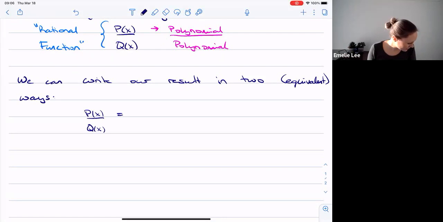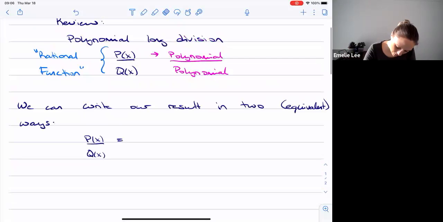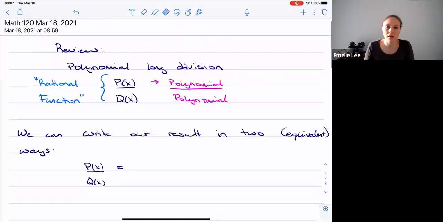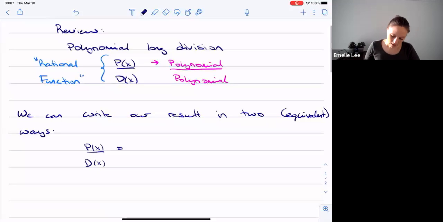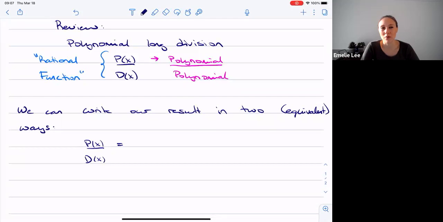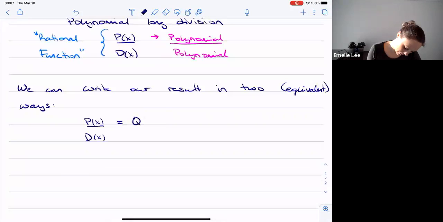equals, oh no, it escapes me. Oh, sorry. We're going to use p of x over q of x in the next section. Here we're using d of x. Sorry about that, guys. Because it's the divisor, so okay, fine. It's the one that we're dividing by. Okay, so, but don't be confused later when we use q of x, because here we use q of x for the quotient.